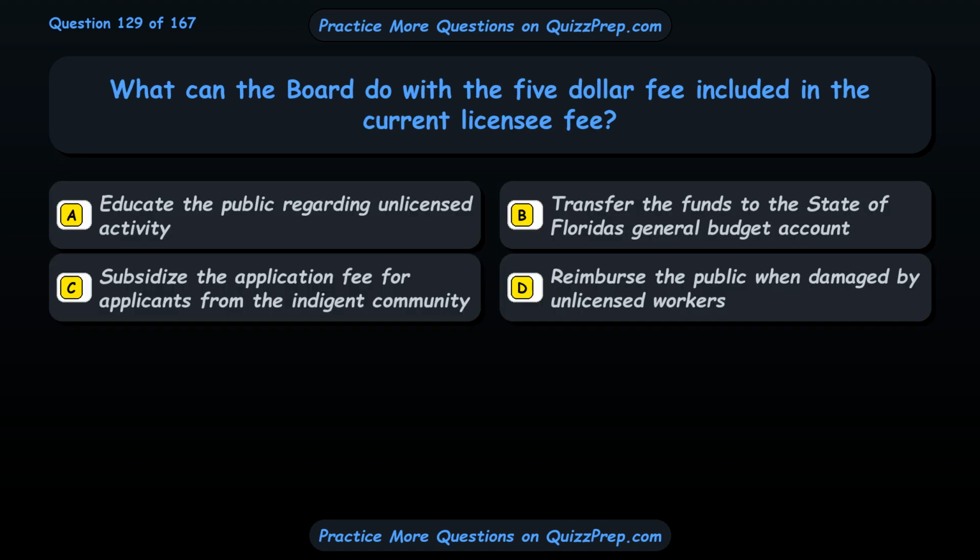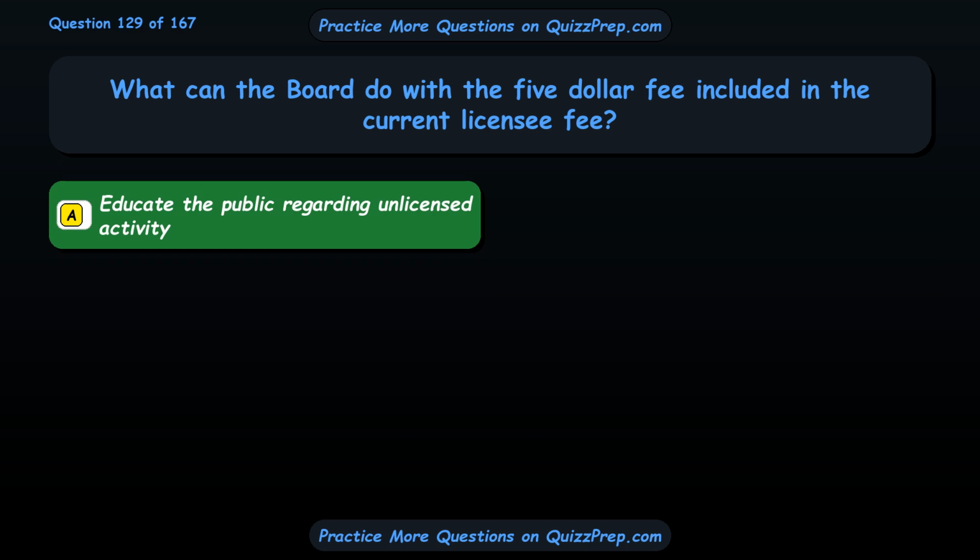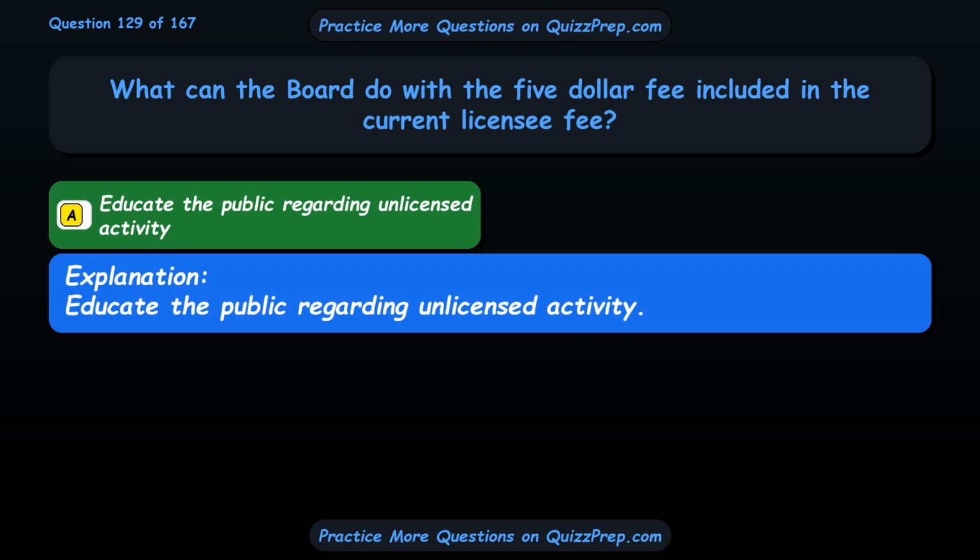Question 129. What can the board do with the $5 fee included in the current licensee fee? Option A, educate the public regarding unlicensed activity. Option B, transfer the funds to the state of Florida's general budget account. Option C, subsidize the application fee for applicants from the indigent community. Option D, reimburse the public when damaged by unlicensed workers. The correct answer is option A, educate the public regarding unlicensed activity.